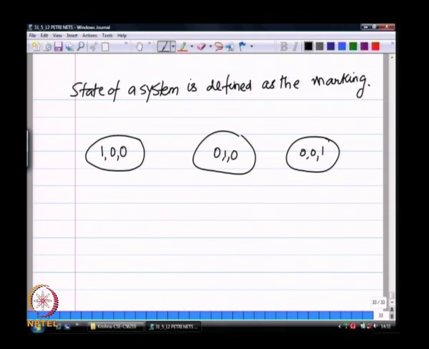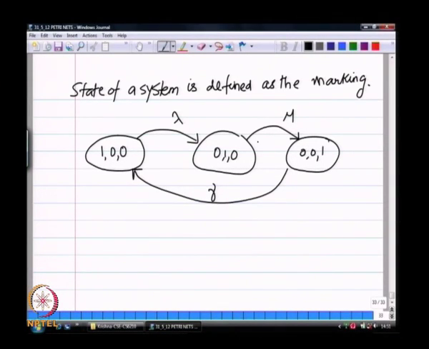These are the only 3 possible markings. The rate of transition from the first to the second is lambda, from the second to the third is mu, and from the third back to the first is gamma. This is my CTMC, and I can solve this whichever way I want. I can find out the time spent in each of these states, the probability of spending time in each marking, and then you can do some sort of delay analysis in the system.